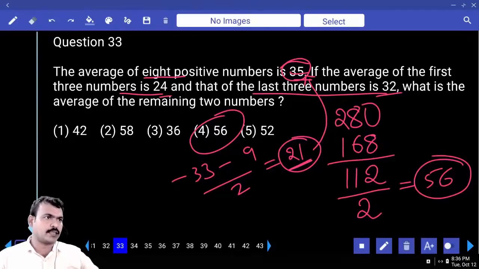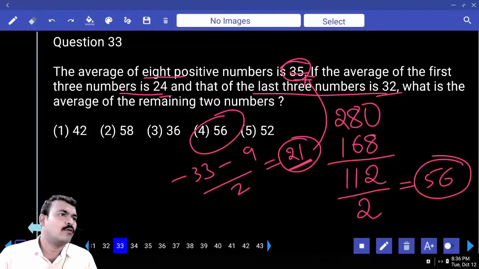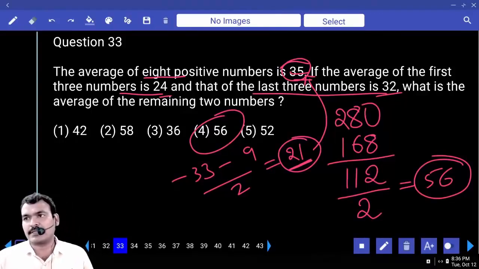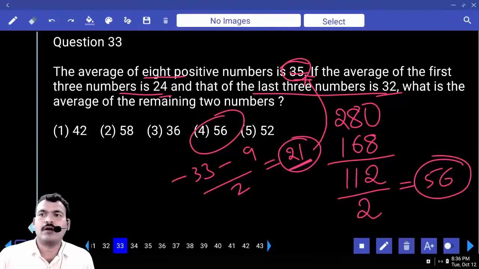If the sum is decreased, obviously the remaining two numbers' sum value is more or lesser? More. How much sum is lesser? 42 is decreased. Means we are adding 42 or subtracting 42? Adding 42. But for the average value, 42 by 2 means we are getting how much value? 21. 35 plus 21 means how much? 56.